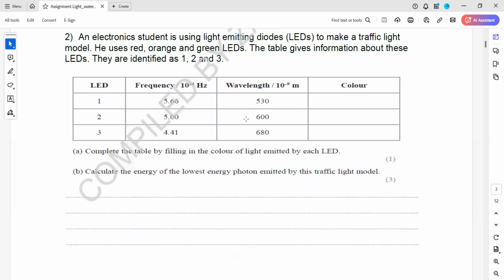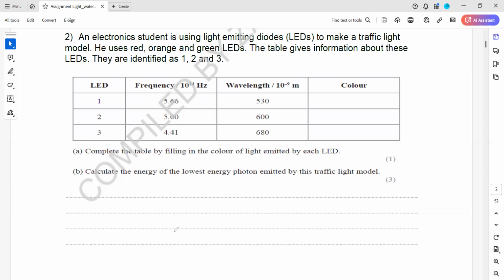In the next question, an electronics student is using LEDs to make a traffic light model. He uses red, orange, and green LEDs. The table gives information about these LEDs. They are identified as 1, 2, and 3. Complete the table by filling in the color of each LED. How do you identify? The frequencies are given.